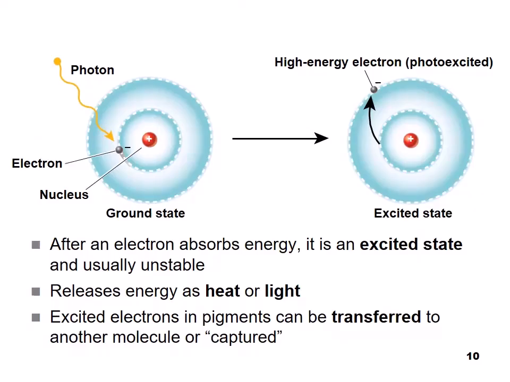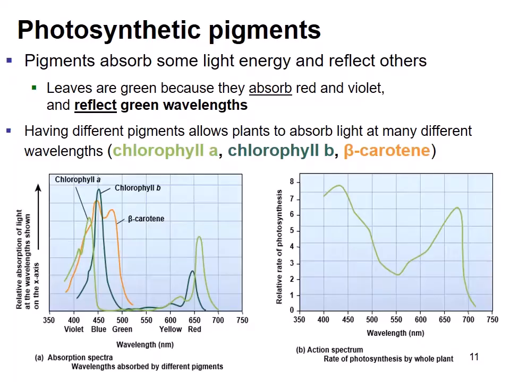After an electron absorbs energy, it's in an excited state and is usually unstable, and that can be released as either heat or light, and excited electrons in pigments can be transferred to other molecules or captured. We'll talk about electrons being bumped up to a higher energy level or becoming photoexcited when a photon strikes that particular electron. There are different pigments involved in photosynthesis.